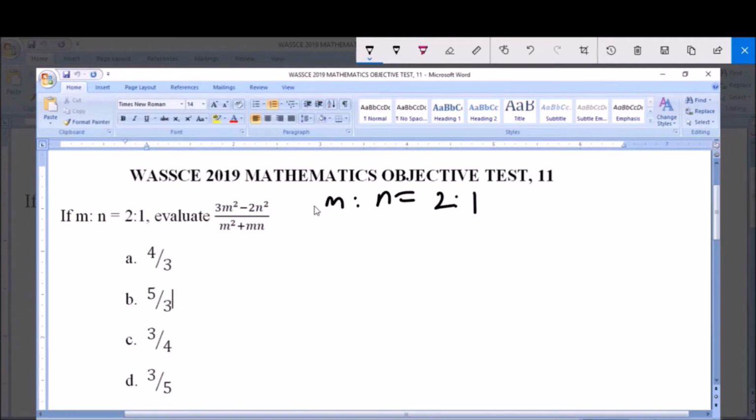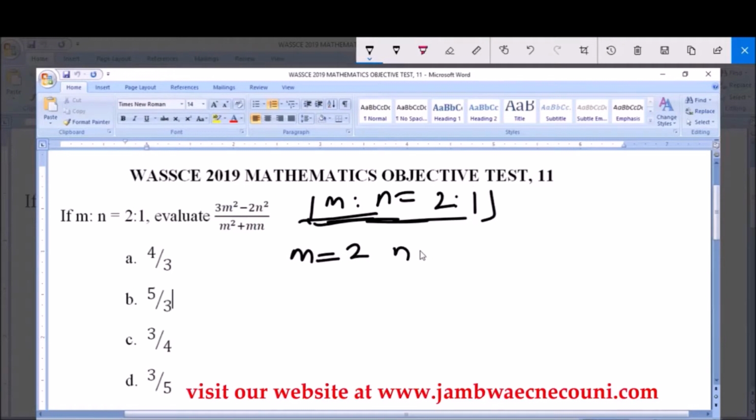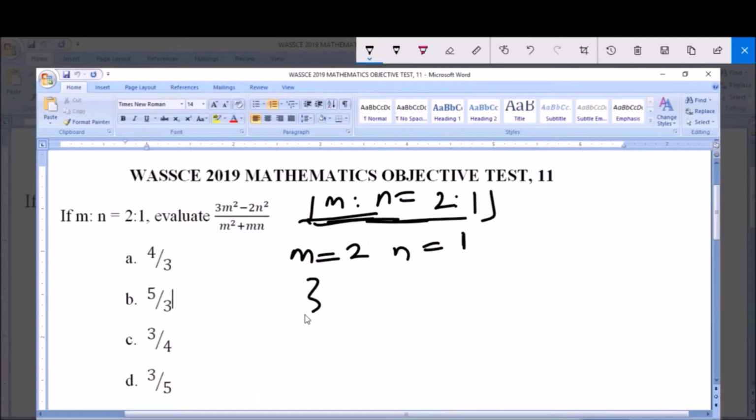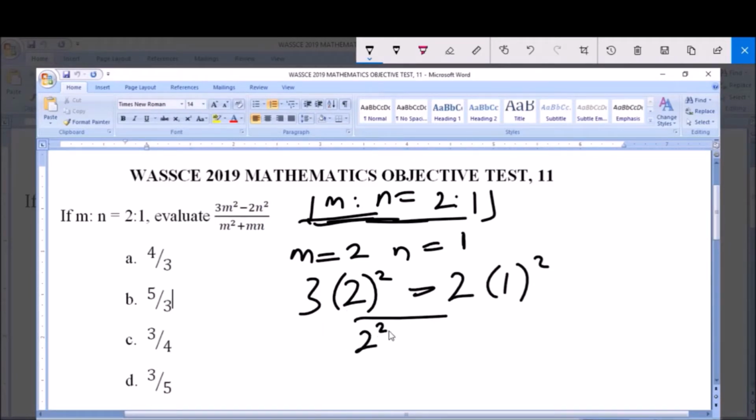So now when you have a question like this, they say m ratio n is equal to 2 ratio 1. It means our m will be 2 and our n will be 1. So we substitute the values in the equation. Now we have 3m squared, that's m is 2 squared, minus 2n squared, n is 1 squared, divided by m squared, I said our m is 2 squared, plus mn. M is 2 and n is 1. So this is what we'll have.